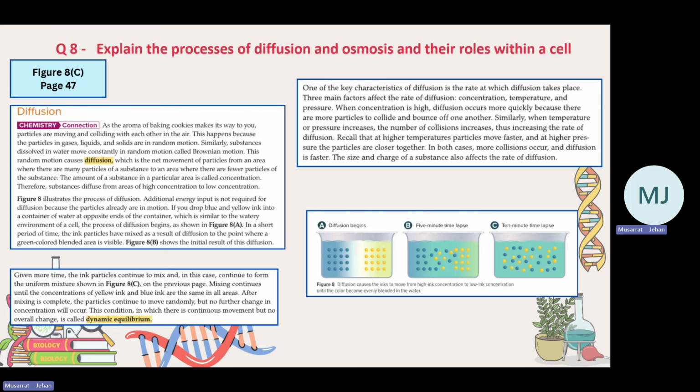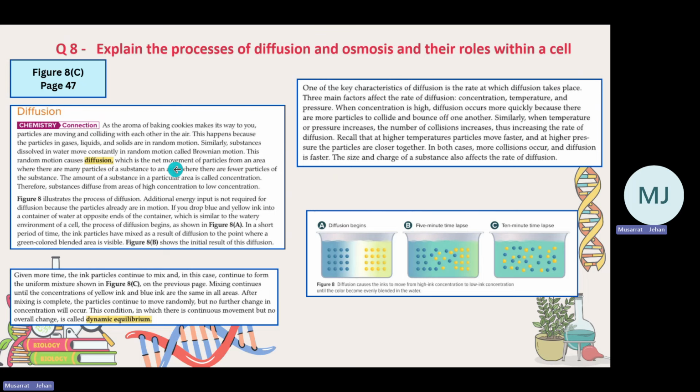Like if you spray perfume, where you are spraying, the concentration is high. So they will move from there to where the concentration is less. The particles of gases, liquids and solids are in random motion, which is called Brownian motion. This motion causes diffusion.